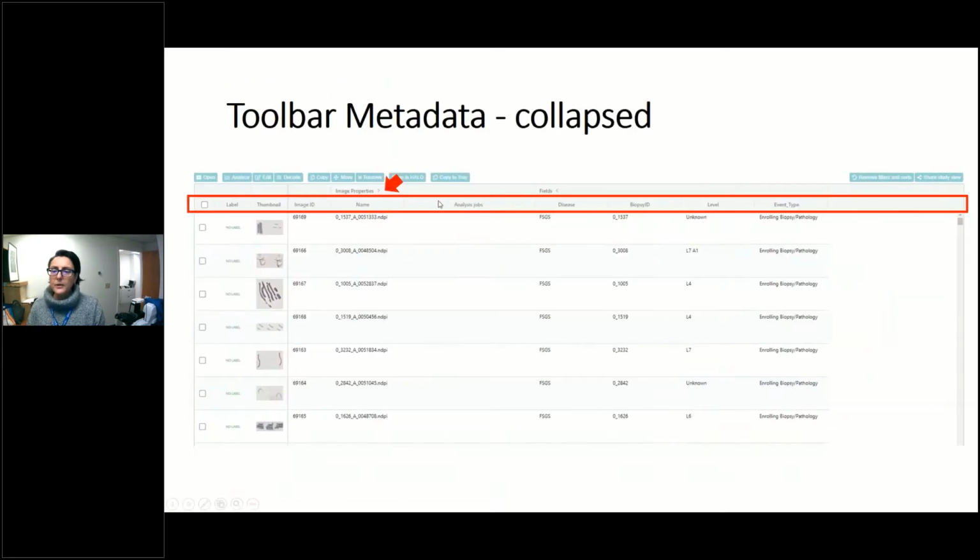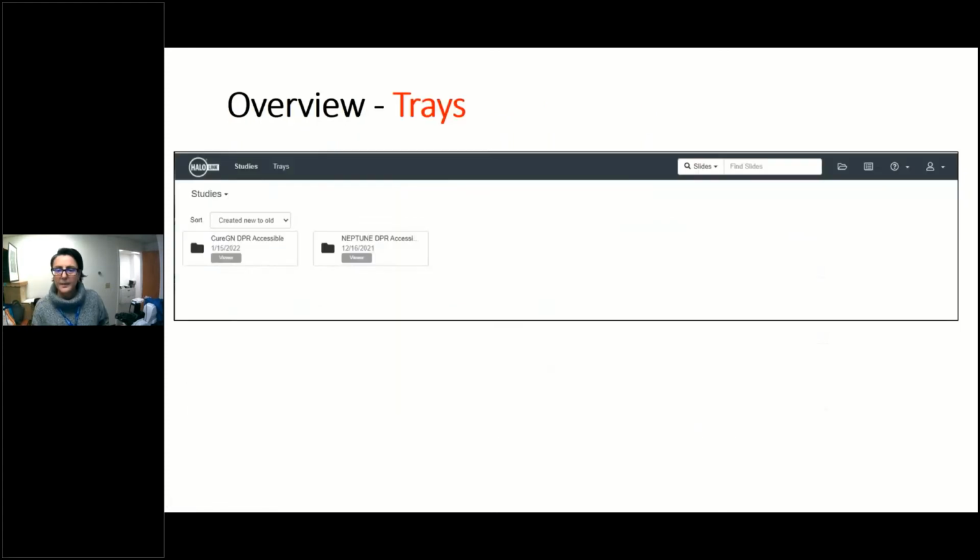You can shrink the field a little bit if you don't need to have all this information available all the time, by clicking here on image properties. And now you have only a few pieces of information available, which are image ID, name, disease, biopsy ID, level, and event type, in case you need it.